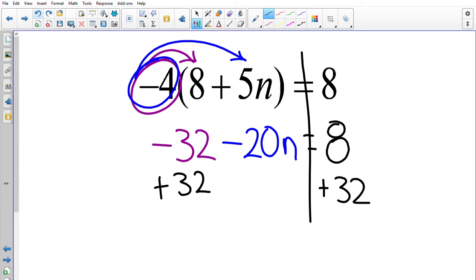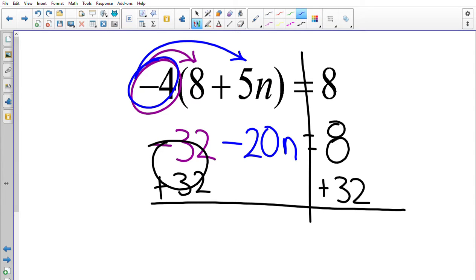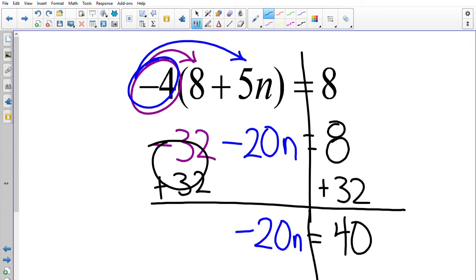Remember that you choose this value. Minus 32 and a positive 32 cancel. It becomes a 0. So you are left with a negative 20n. If you made a mistake on this, there's a good chance that you forgot this negative sign. It has to remain negative. Don't just bring down 20n. So negative 20n then equals a positive 40. Signs were the same, so we just added those two numbers.